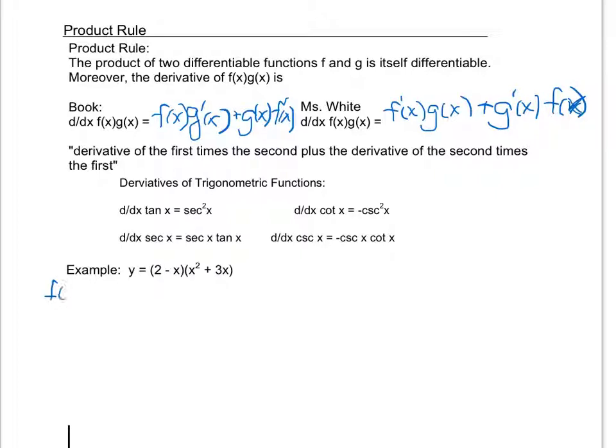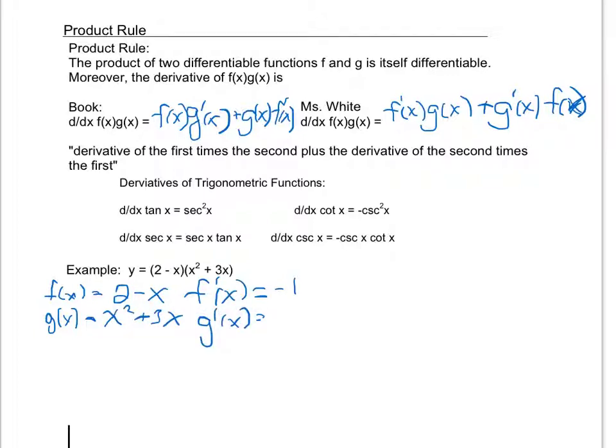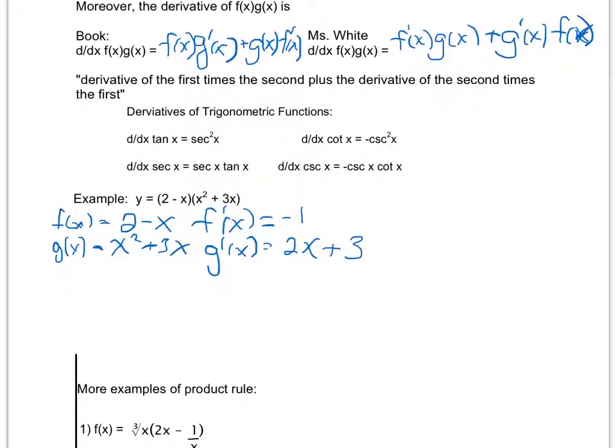My first function is 2 minus x, and the derivative of my first function is: the 2 differentiates to 0, and minus x differentiates to minus 1, using my power rule and my constant rule. My second function, g of x, is x squared plus 3x, and the derivative of my second function, using my power rule, is 2x plus 3. Now that I have everything I need, I'm going to plug it into my formula.